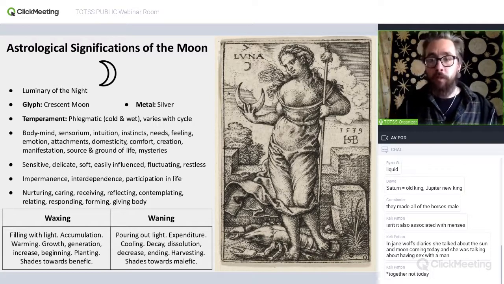And then the waning moon is like pouring out light, or spending or expenditure, cooling, also things like decay, dissolution, decrease, and ending, again, as part of that process. And then also harvesting, where you plant seeds during a waxing moon, you harvest during a waning moon. And the waning moon may shade a little bit towards the malefic.